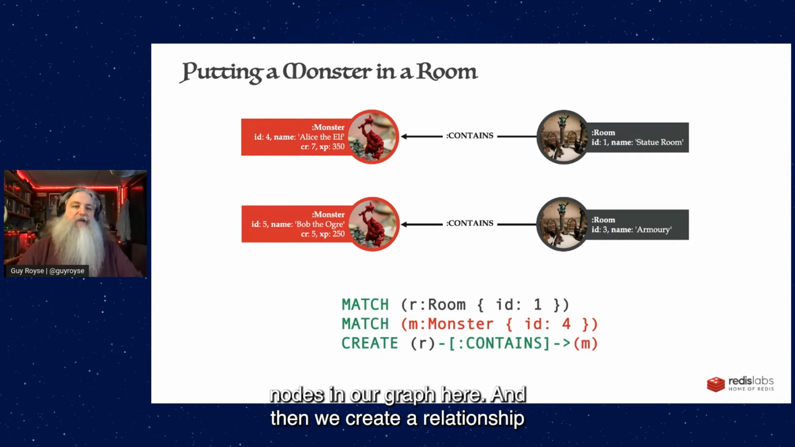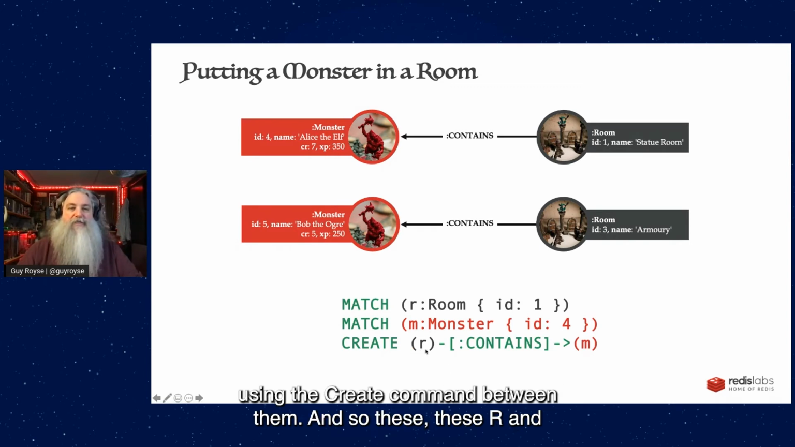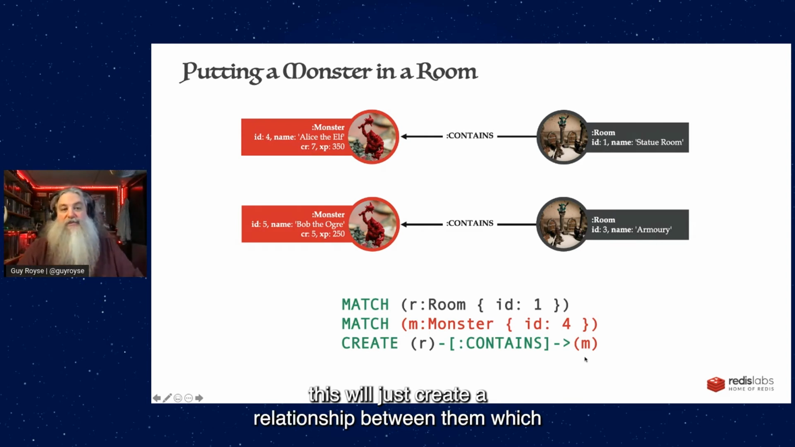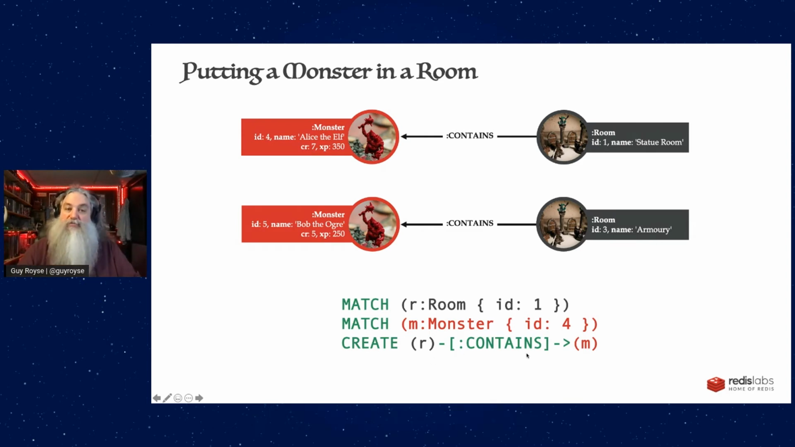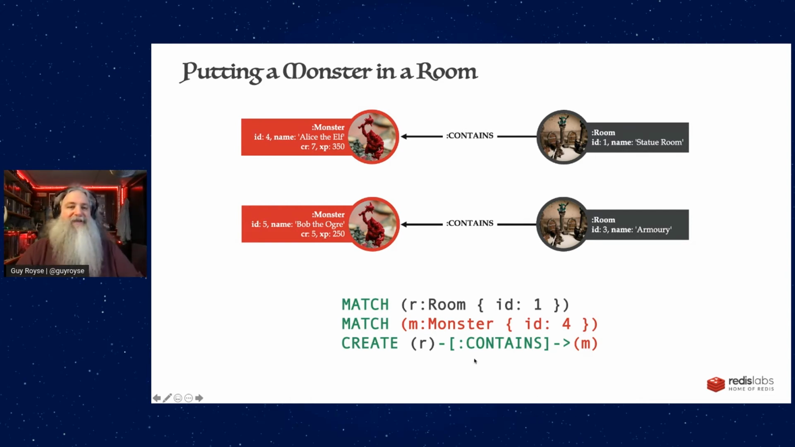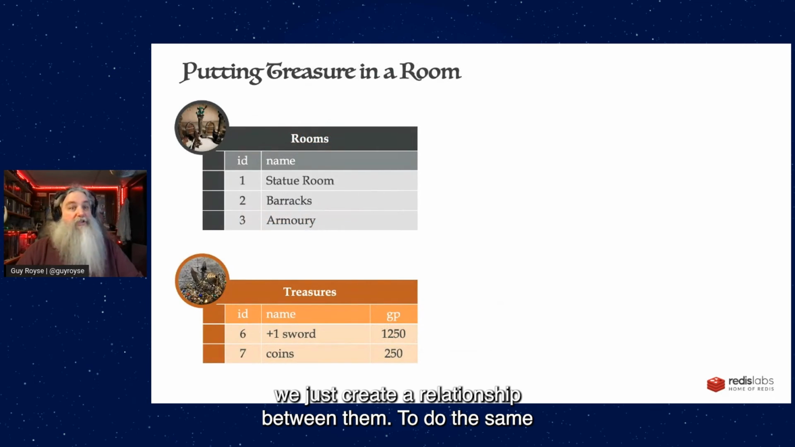And then we create a relationship using the create command between them. And so these R and M don't get created. They're already created. This will just create a relationship between them. And so this is how we put a monster in a room. We just create a relationship between them.